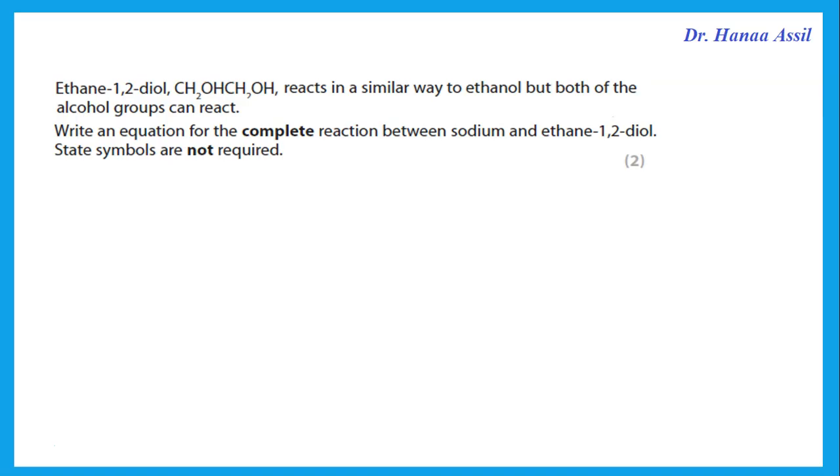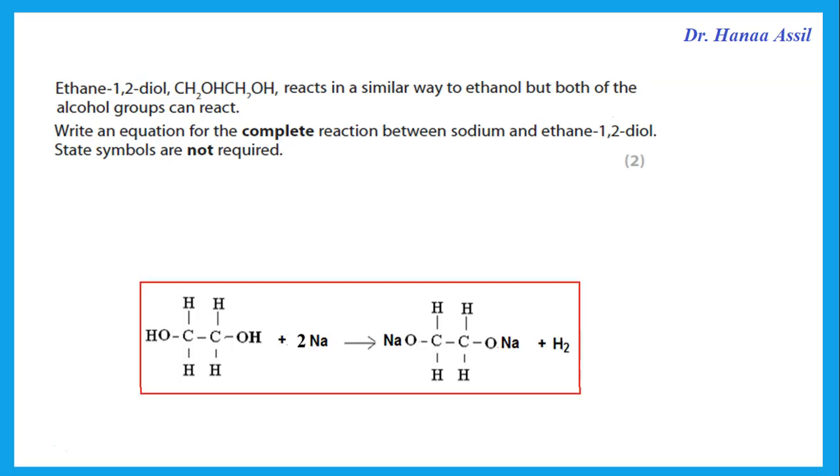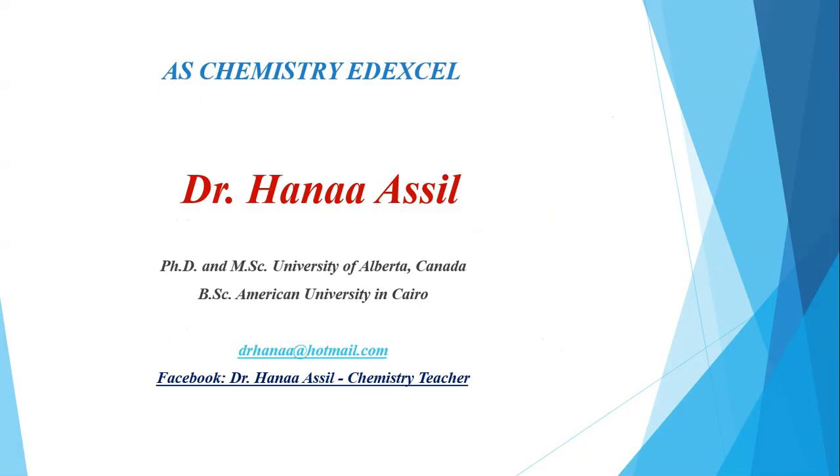Ethane-1,2-diol reacts in a similar way to ethanol, but both alcohol groups react. Write an equation for the complete reaction between sodium and ethane-1,2-diol. We said sodium with alcohol, the Na replaces the H of the OH. Here we actually have two OHs, so we're going to replace both OHs, so that is our product.